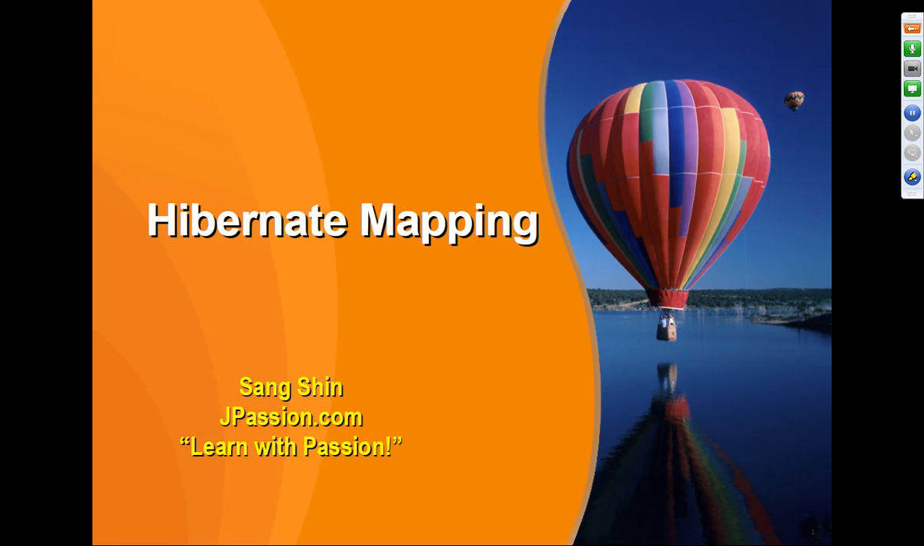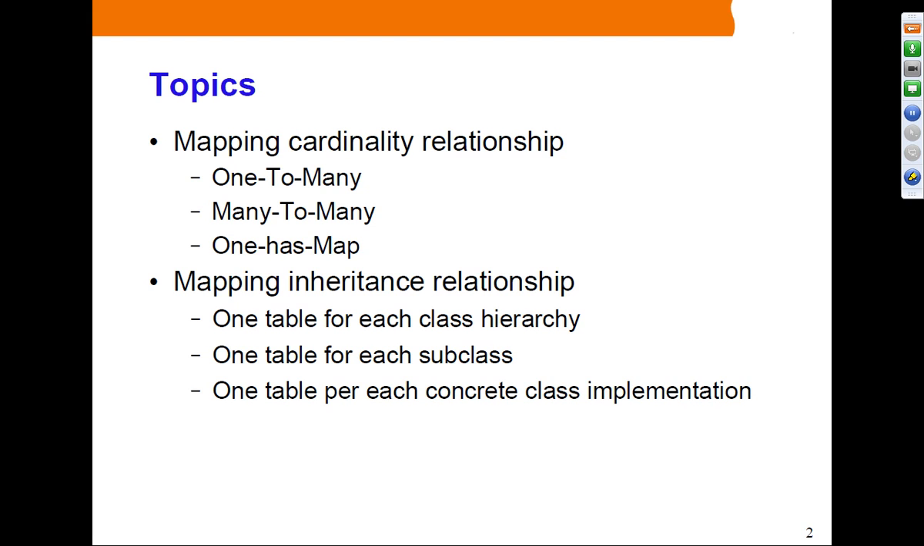Next topic is Hibernate Mapping. There are two different kinds of mapping. One is cardinality relationship mapping, that is reflecting one-to-one, one-to-many, and many-to-many relationships. And the second type is inheritance relationship, where one Java class is a parent class of another Java class. In that case, how you are going to construct a table from that inheritance relationship, you have a choice. There are in fact three different choices. We're going to look into each of those in a bit more detail.